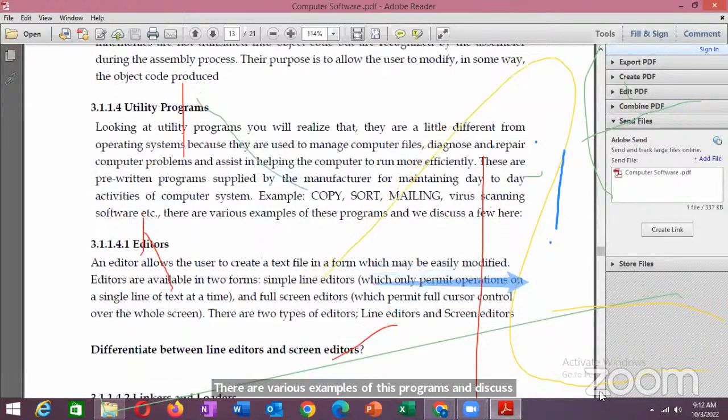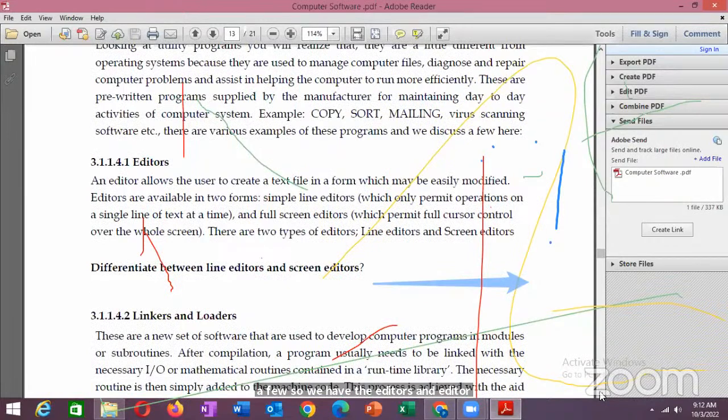So we have the editors. An editor allows the user to create a text file in a form which may be easily modified. Editors are available in two forms: simple line editors, which only permit operations on a single line of text, and the full screen editors. So, for example, on my computer here, you will get Notepad, which can normally be used. Then there are the other types of editors, the line editors and the screen editors.